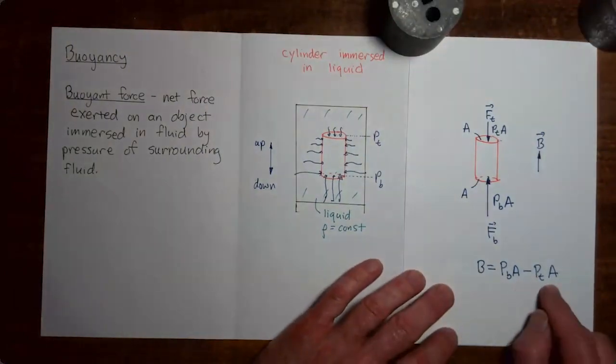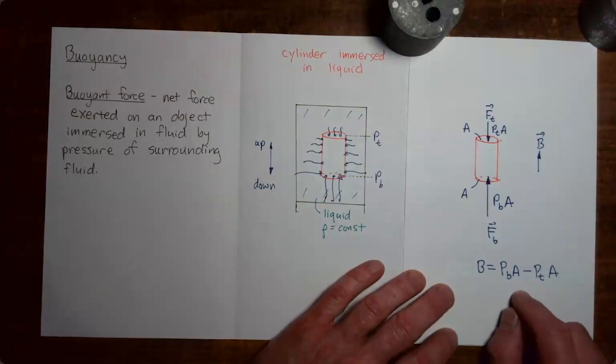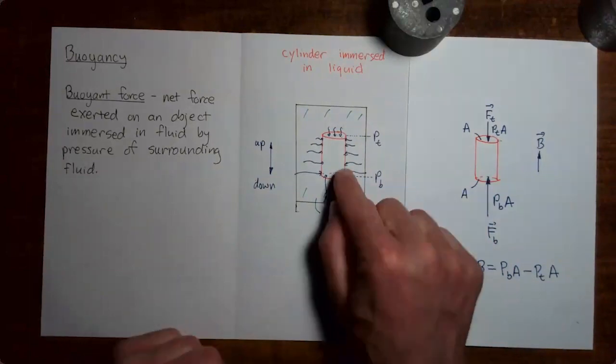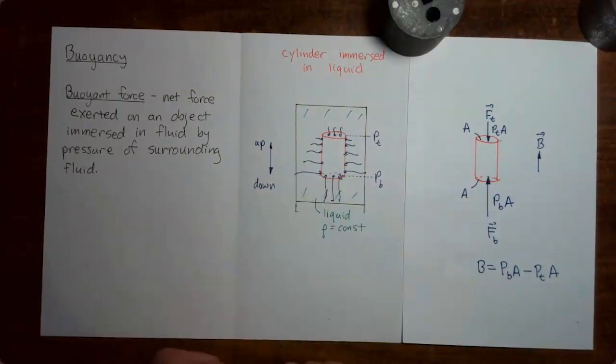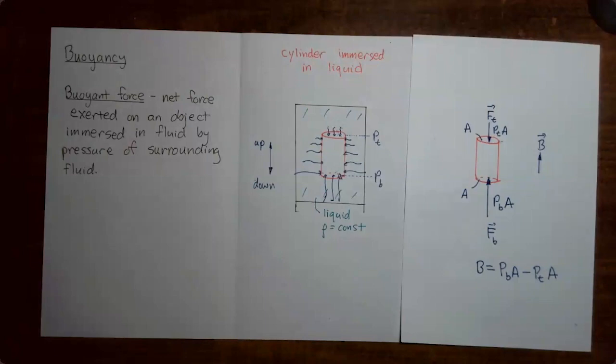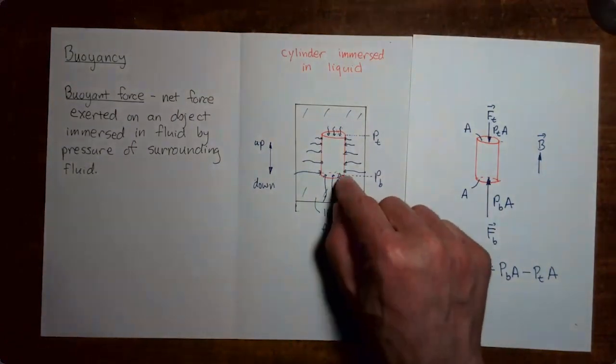Now, getting to this expression wasn't really so bad, but what would we do if we had a more complicated shape than this cylinder? If the shape was more complicated, it could be much harder to get to an expression which correctly gave us the buoyant force. So in the next video, we're going to see how we can still find an expression for the buoyancy force acting on an object immersed in a fluid, even when that object has a more complicated shape than the cylinder we've been studying here.